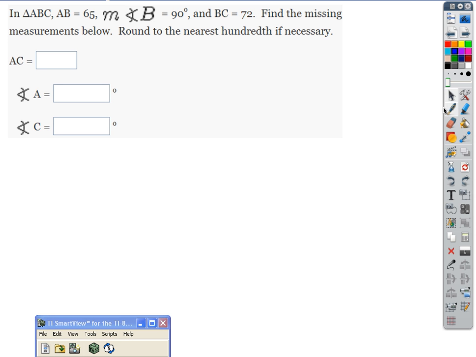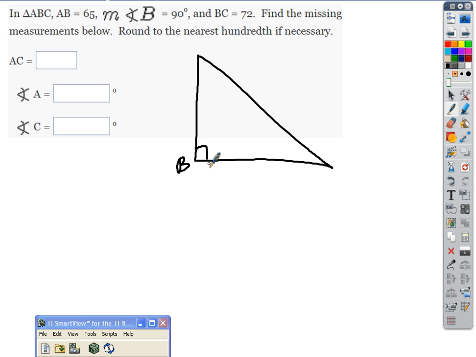They tell us angle B is a right angle. They don't tell us any of the other angles. They tell us if we call that A and that C, they tell us that side BC is 72 and side AB is 65. I've got to fill in all the other stuff. I need the missing side length and both of those missing angles.